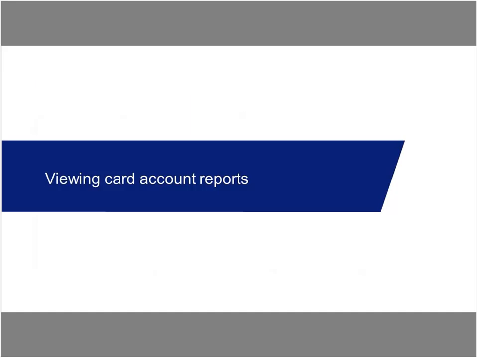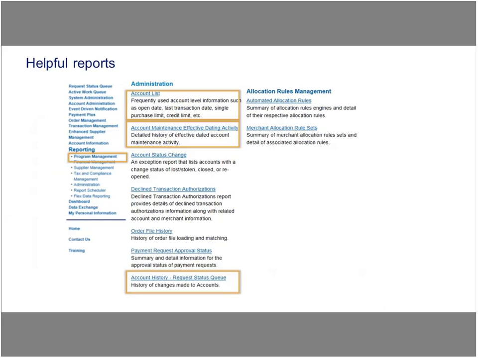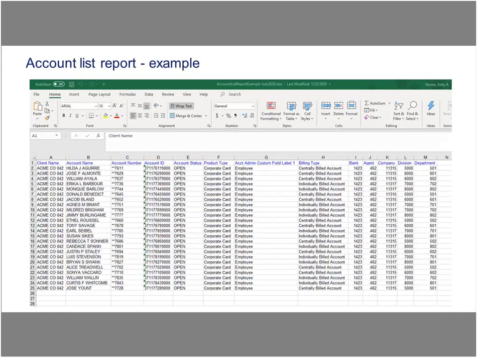Okay, so we do have some reports that will help you with managing your card accounts. If you go under reporting and then program management, there's an account list report. There's also a report that will show you all of the effective date maintenance that you've entered. And then there's also a report down here for history of changes made to accounts via that request status queue, based on any changes or requests that have been entered. And here's just an example of what the account list report looks like.